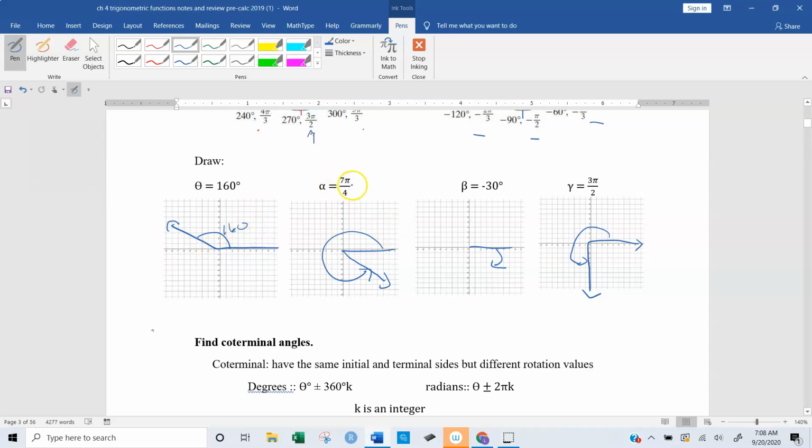Okay, 7 pi over 4 we know is 1/4 pi short of 2 pi, so we go all the way around, almost all the way around. Make sure you're showing which direction you go, and that's 7 pi over 4.